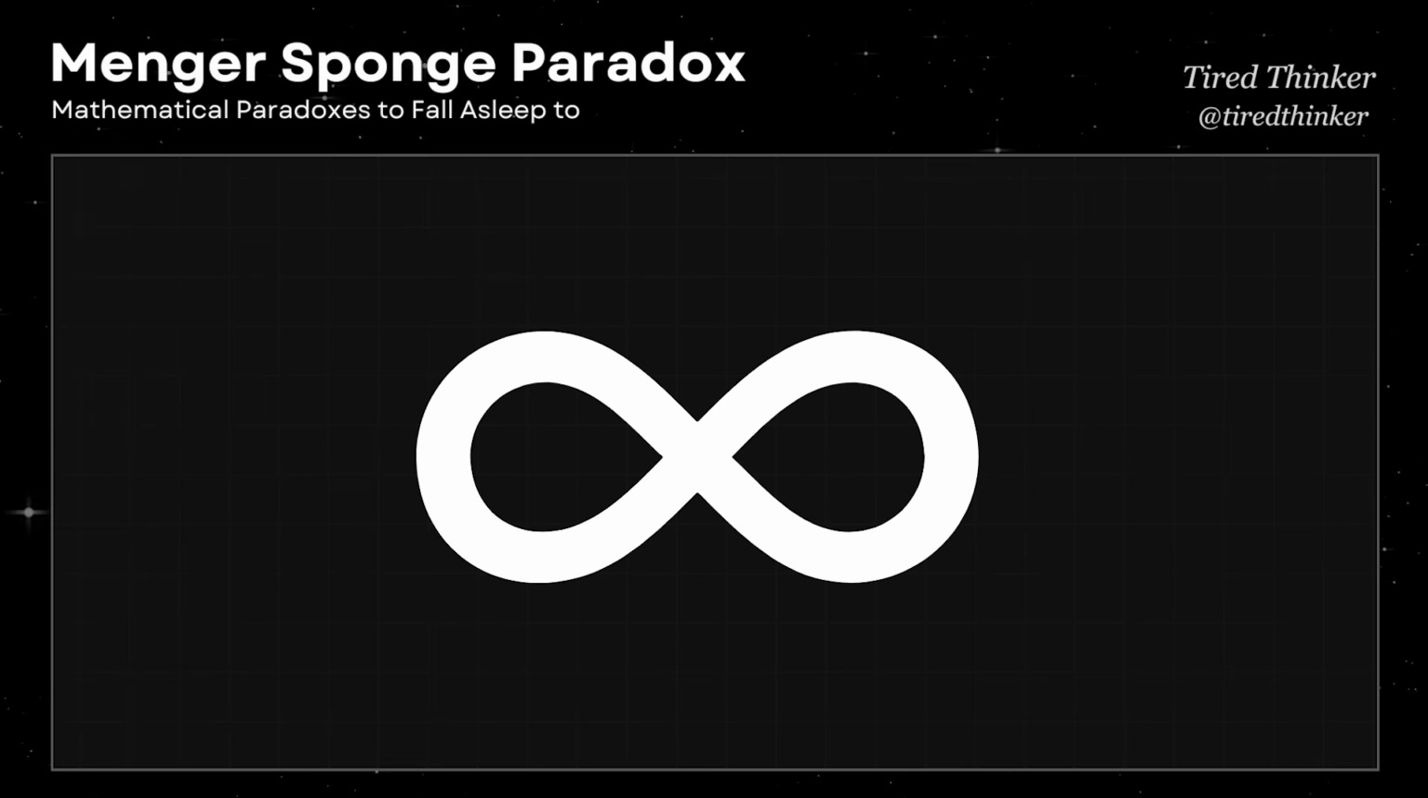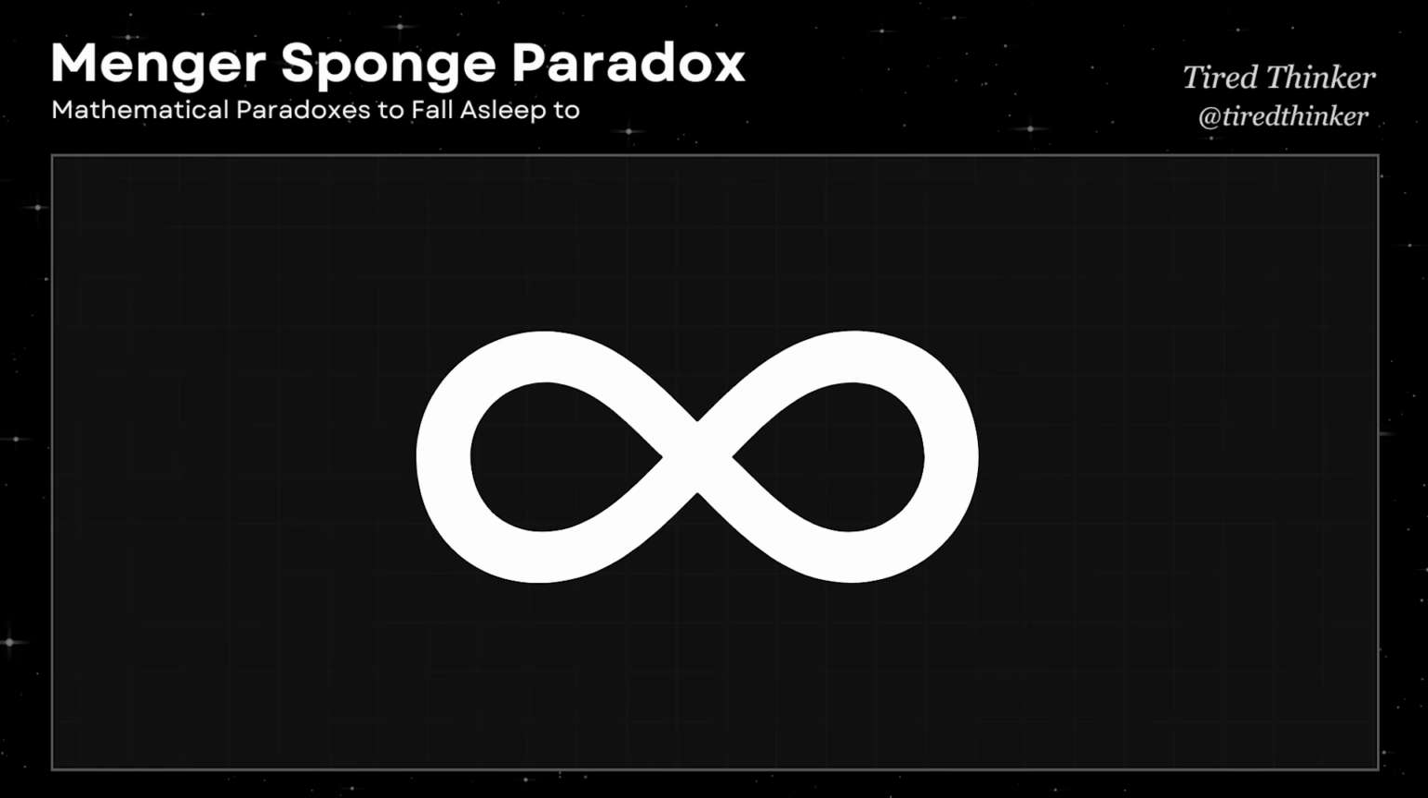To understand the Menger sponge, start with a simple cube. Imagine a solid block. Now divide this cube into 27 smaller cubes, like a Rubik's cube. Remove the middle cube from each face and the center cube inside. That leaves 20 cubes still in place. This is the first step in creating the sponge.